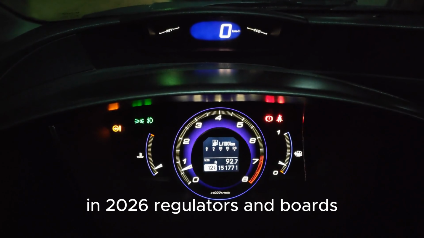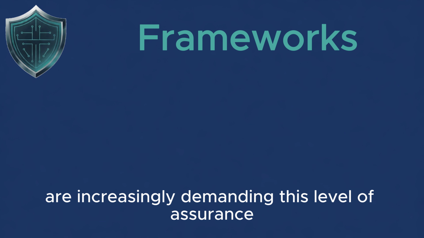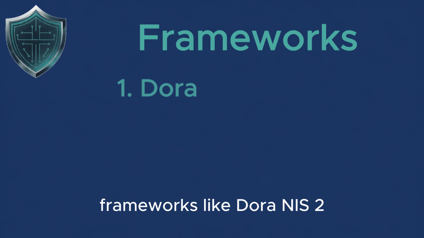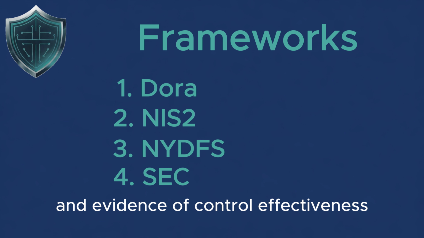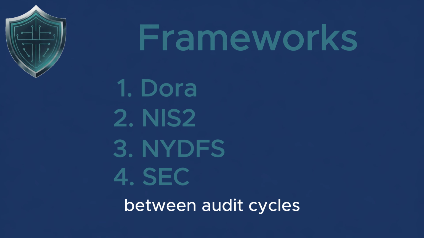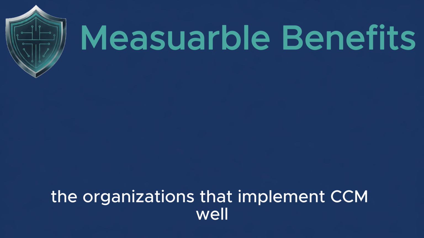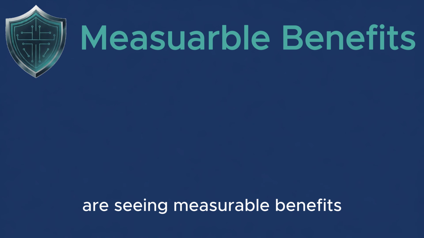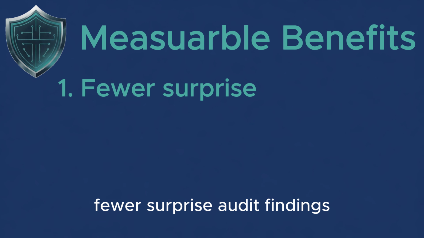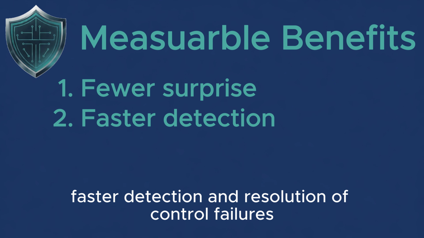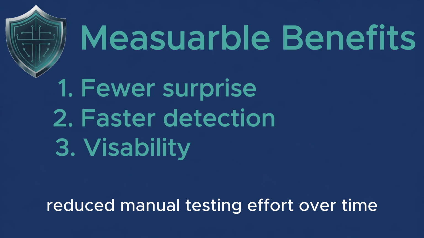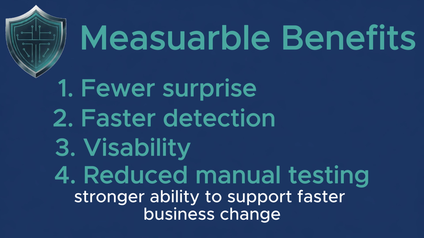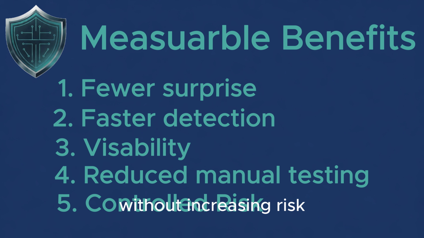In 2026, regulators and boards are increasingly demanding this level of assurance. Frameworks like DORA, NIS2, NYDFS Part 500, and SEC rules all emphasize ongoing monitoring and evidence of control effectiveness between audit cycles. The organizations that implement CCM well are seeing measurable benefits. Fewer surprise audit findings, faster detection and resolution of control failures, better risk visibility for leadership and the board, reduced manual testing effort over time, stronger ability to support faster business change without increasing risk.